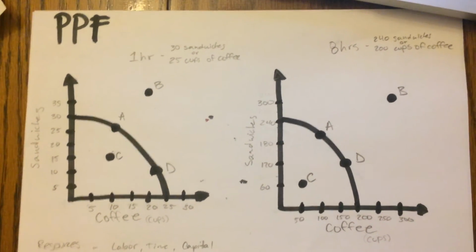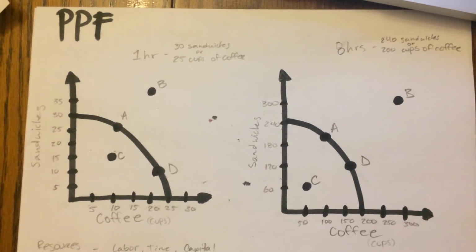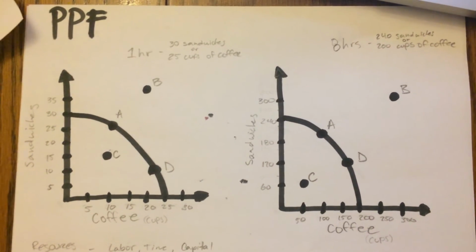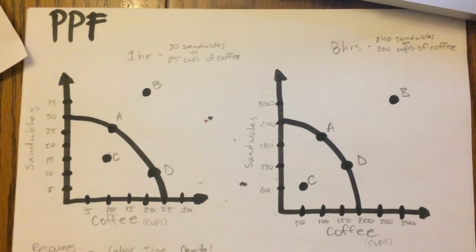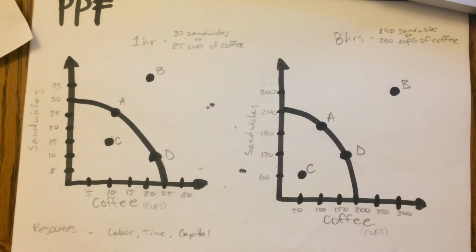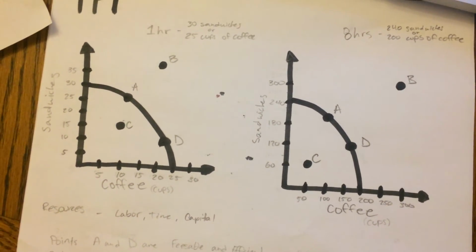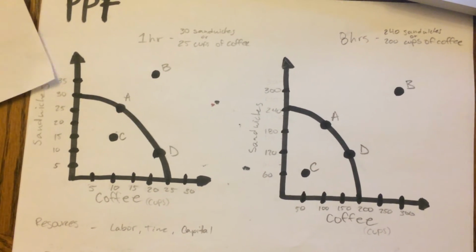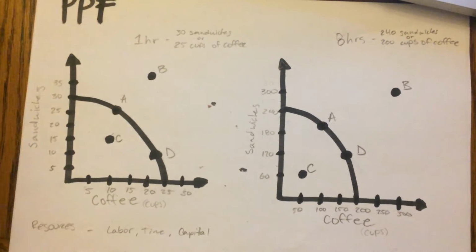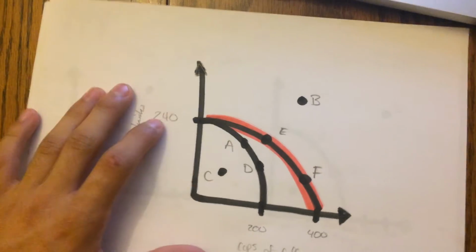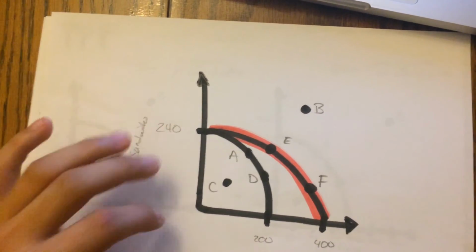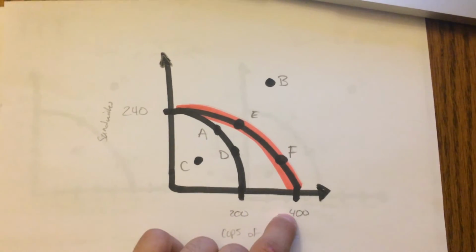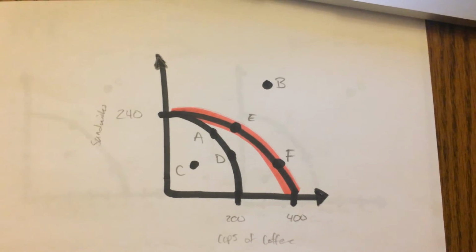There's a technological advancement where there was a coffee brewer that could brew my coffee twice as fast, and maybe twice the amount that I've made. I drew another graph here with the same unaffected number of sandwiches and the doubled cups of coffee from 200 to 400 in the 8 hours that I could make.